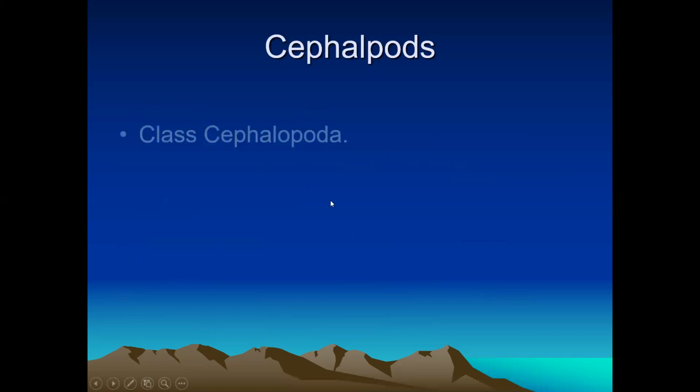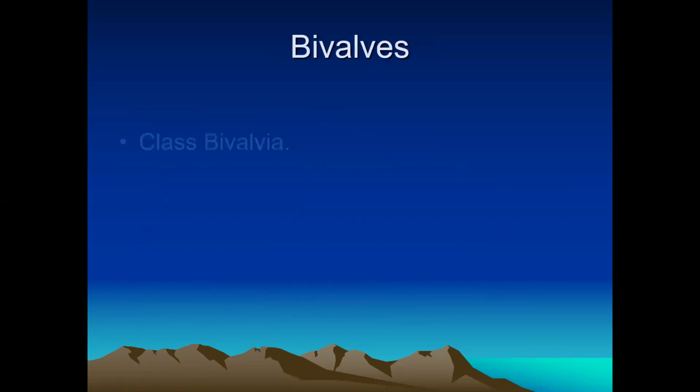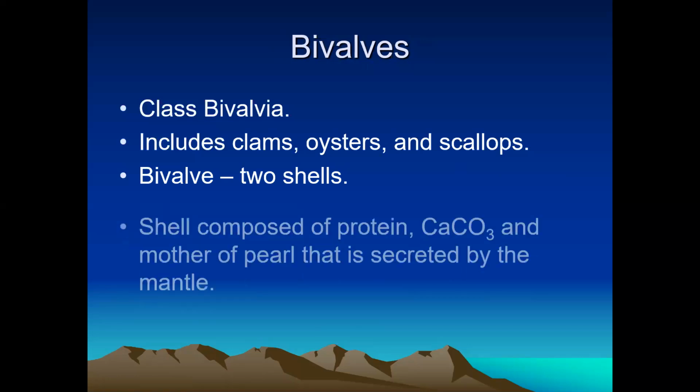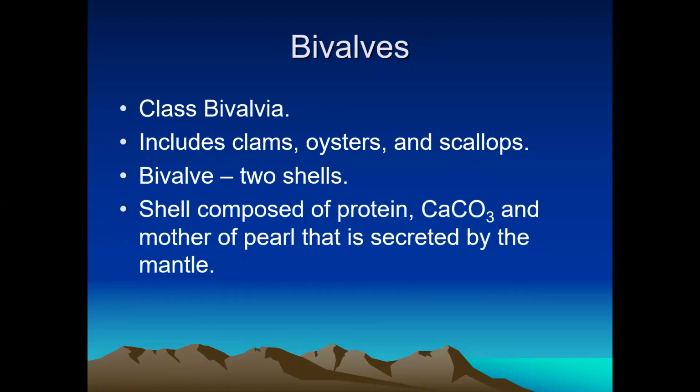So we eat all these different classes, but more commonly in your seafood restaurants here, you're going to find clams, oysters, and scallops. They have two shells. So bi means two, and valve means shell part. If you think about the two halves that open up on these, that can help you remember the name of that group.